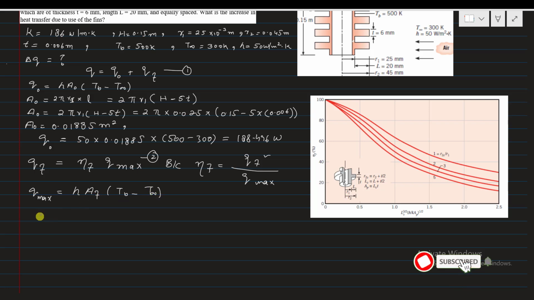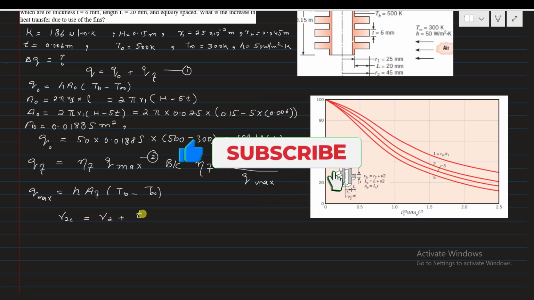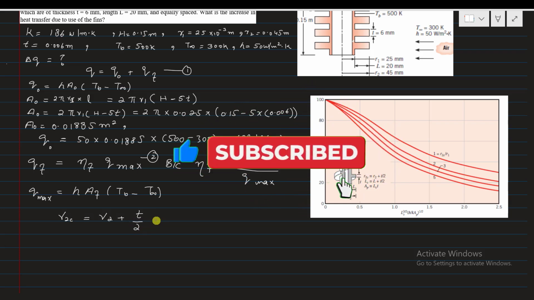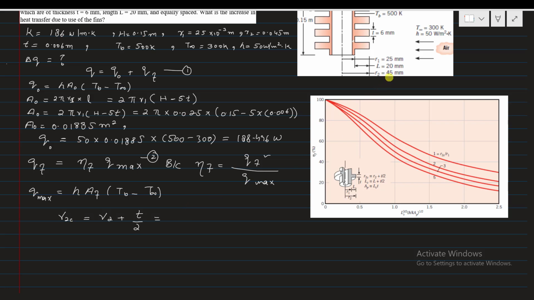So what is the surface area of the fin? That is equal to the corrected radius, and it will be equal to R2 plus t half, thickness of the fin half. So what is R2? That is 45 millimeter, so 0.045 plus thickness of the fin, that is 0.006 divided by 2. So you will get the corrected radius of the fin, that is 0.048 meter.